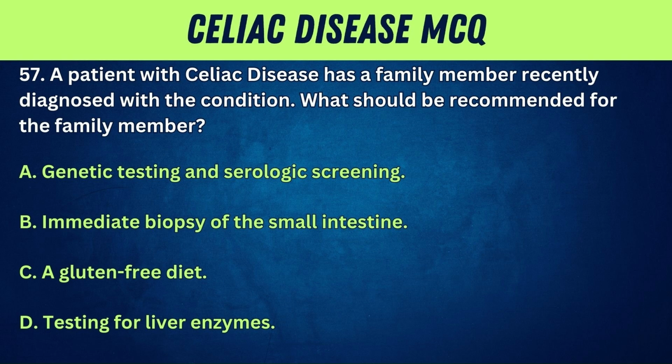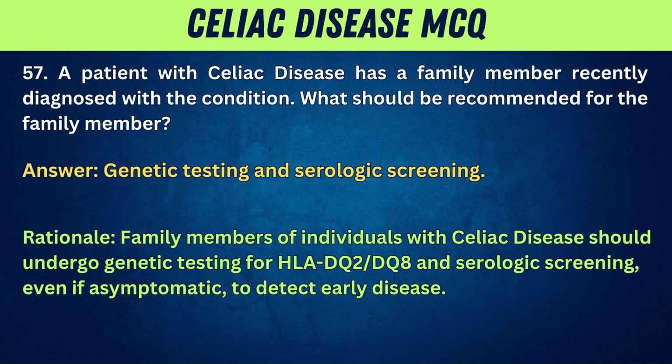57. A patient with celiac disease has a family member recently diagnosed with the condition. What should be recommended for the family member? A. Genetic testing and serologic screening. B. Immediate biopsy of the small intestine. C. A gluten-free diet. D. Testing for liver enzymes. Answer: genetic testing and serologic screening.